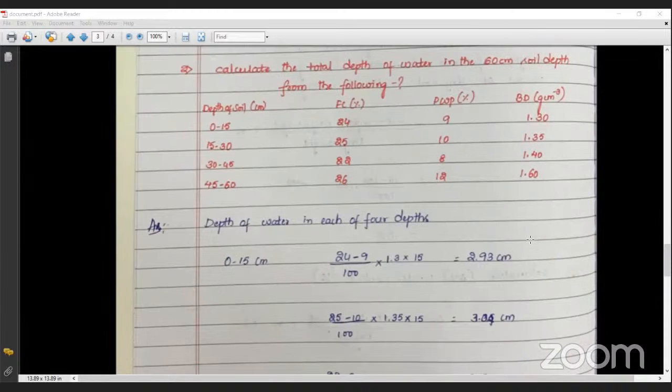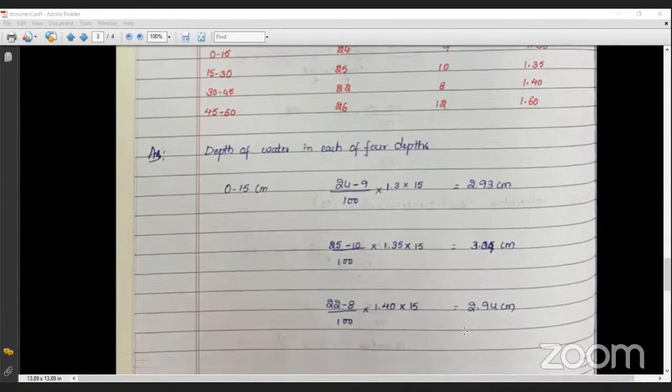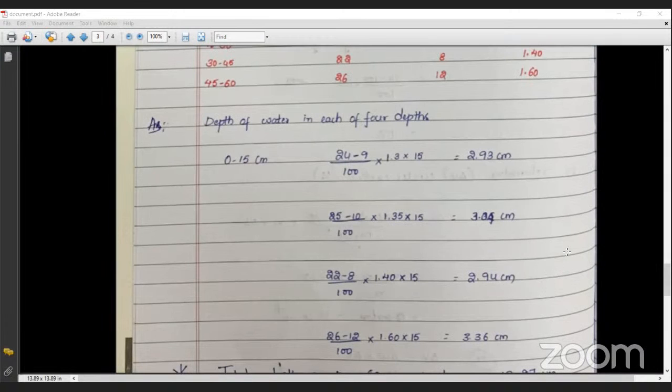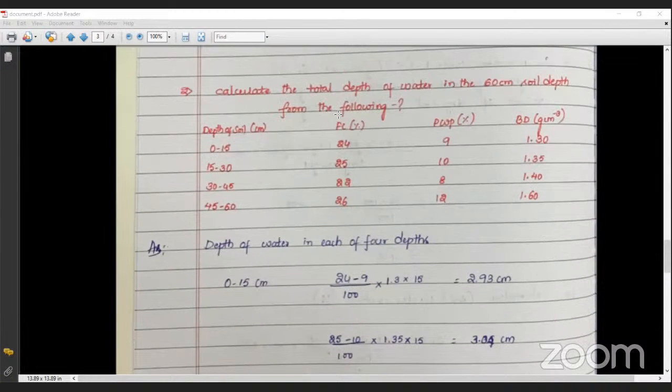It is a simple question. Once you look at this type of problem, it will be simple. But without knowing the basics, if you look at the JRF question paper, you think I have not solved this type of problem and that it is too tricky. There is nothing tricky, only add all these quarters: 2.93, 3.04, 2.94 and 3.36. The addition of all these quarters will give the total water depth in the 60 centimeter soil depth. So what I am focusing on here is they may give this part.